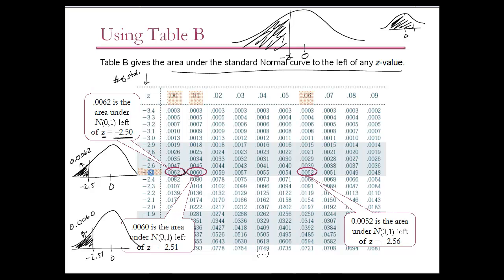Now clear over here at negative 2.56. Again, draw a picture every time for these. Here's my mean. Here's negative 2.56. I'm even further out on this curve. So I'd expect even smaller area, and I get 0.0052 for that value.